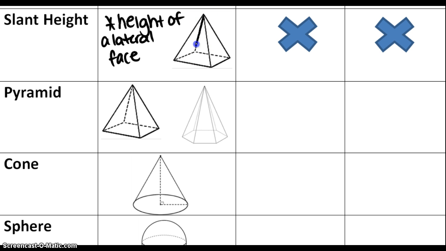So in this case, it's the line that's drawn on the face. So notice how it does not go down to the center. We don't have a formula for the slant height. It's just a number that we need for the formulas.